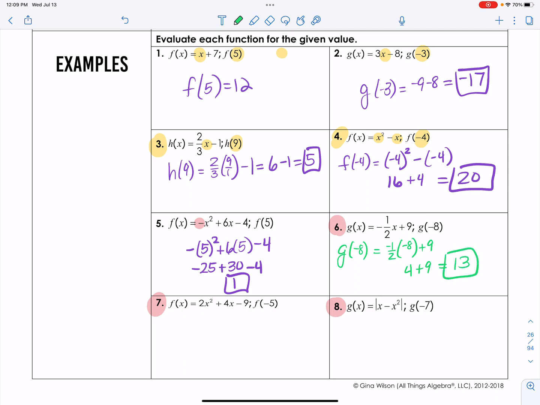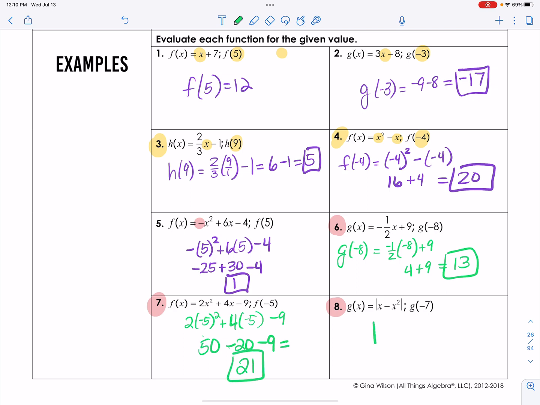Okay. On the next one, you're squaring a negative 5 first. 4 times negative 5 minus 9. So that's a positive 25 times 2. I'm going to do that all at once. Positive 25 times 2 is 50. And then minus 20 minus 9. So your answer on this was 21.